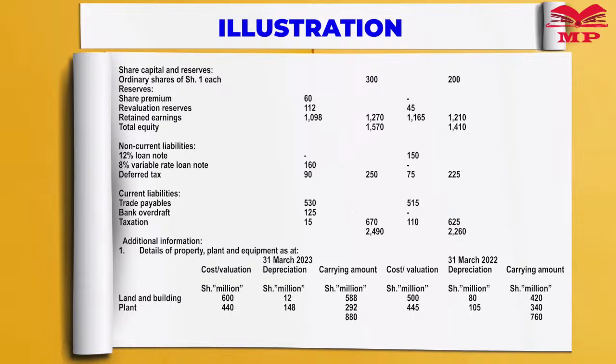We have non-current liabilities, which include 12% loan notes, 8% variable rate loan notes, and then we have deferred tax. Under current liabilities we have trade payables, bank overdraft, and then we have what? Taxation. And then we have some additional information, number 1, 2, 3, 4, 5.